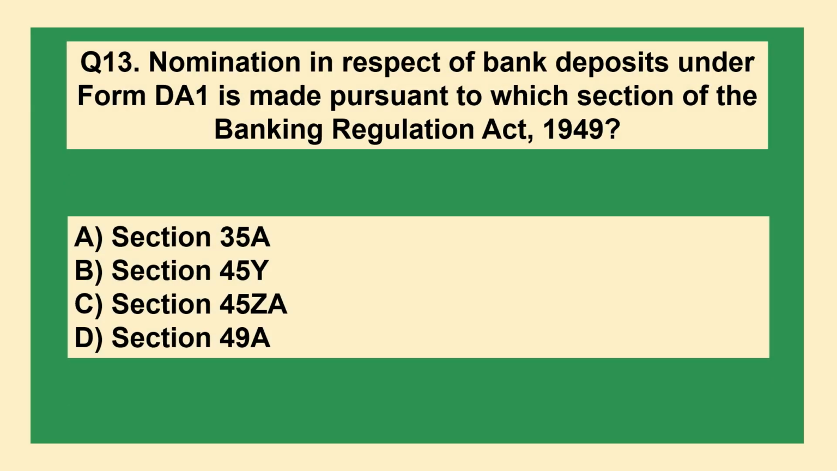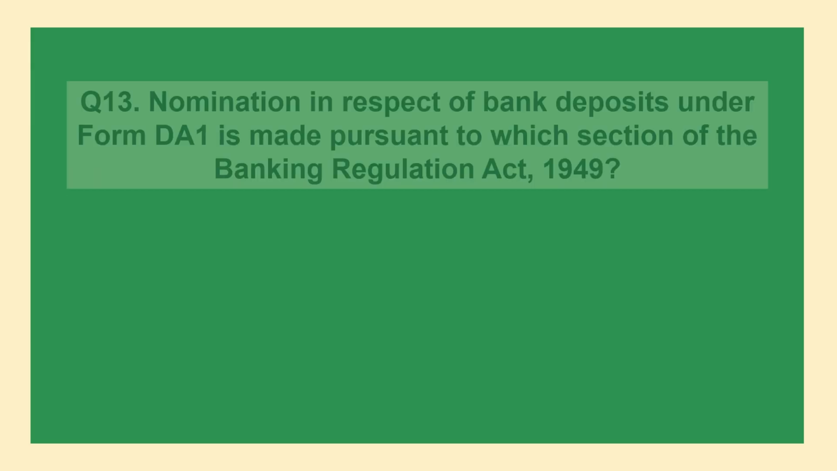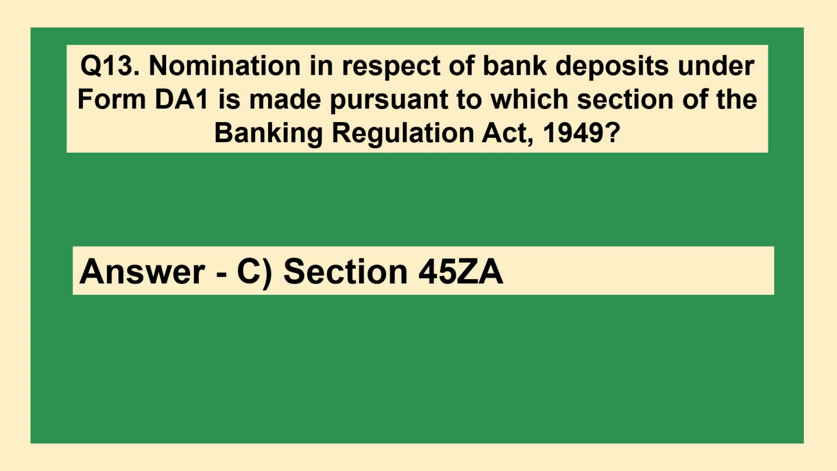Question: Nomination in respect of bank deposits under Form DA1 is made pursuant to which section of the Banking Regulation Act 1949? Option A, Section 35A. Option B, Section 45Y. Option C, Section 45ZA. Option D, Section 49A. Correct answer is option C, Section 45ZA.